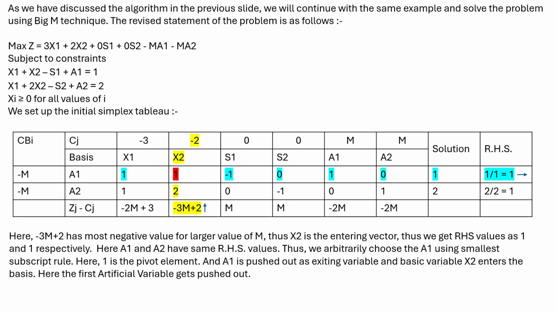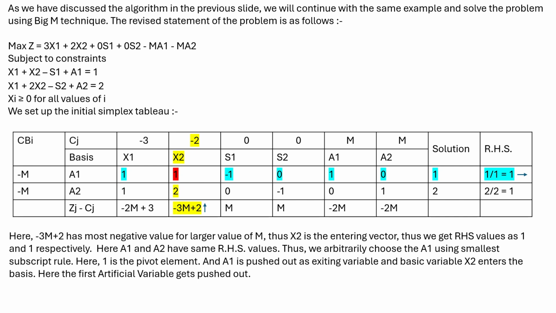So we will continue with the same example of the beverage company, and we will solve the problem using the big M technique. As we have discussed in the theory, we revise the statement of the problem, including the objective function and the constraints. So we get the objective function with minus M a1 and minus M a2 as the suffixes to it, and of course there is this non-negativity constraint.